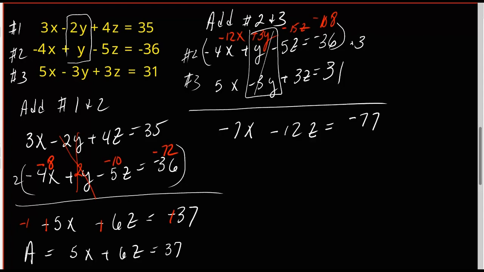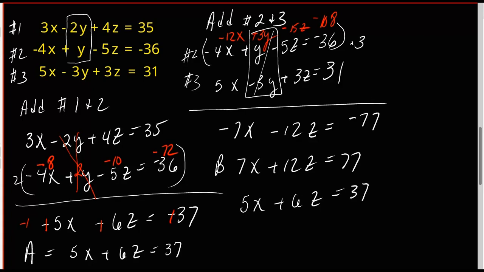And again, I'm going to multiply all this times negative 1. So that will give me 7x plus 12z equals 77. And I'm going to call this equation B. Now I have two variables, x and z, and I have two equations. So I can solve this like I did some of the easier problems. If this is equation B, I'm going to put equation A here with it. So 5x plus 6z equals 37.